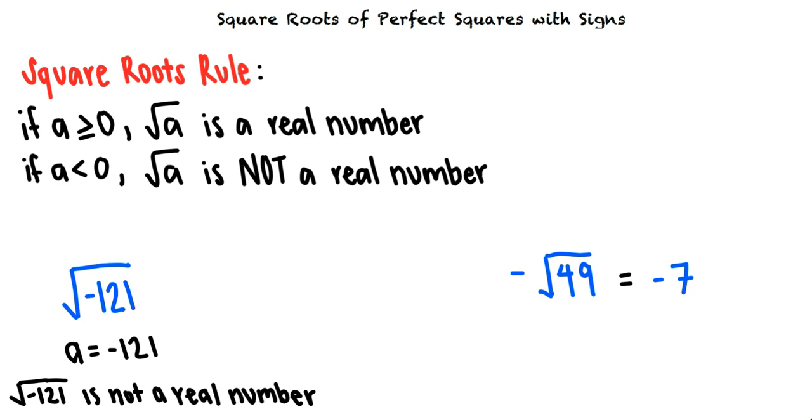I think I understand this topic. If the number inside the square root is negative, it does not result in a real number. If the negative sign is outside the square root symbol, then it is solved as a normal square root and we include the negative sign in the final result. That's exactly right. Great work!